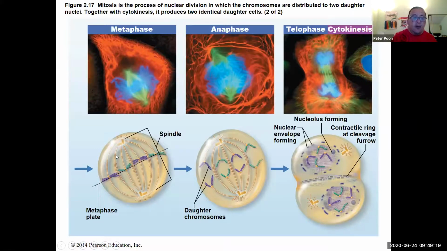And then you have little spindles that attach to the middle of each chromosome. That place of attachment is called a centromere. The spindles are actually caused by the centrosomes. Remember yesterday, I said the centrosomes were the place where all the microtubules attached.